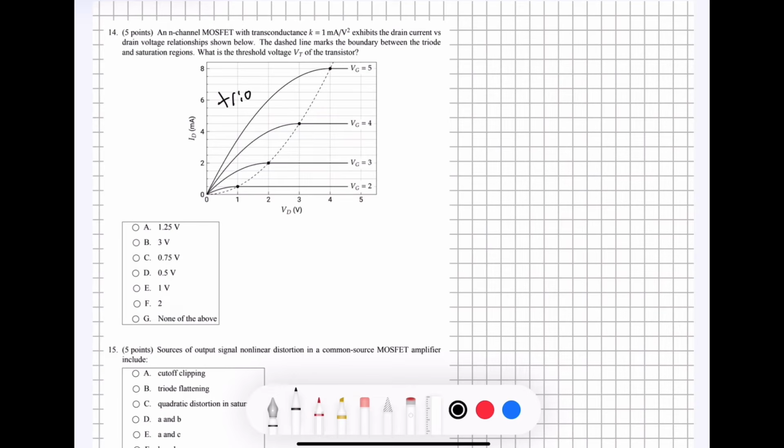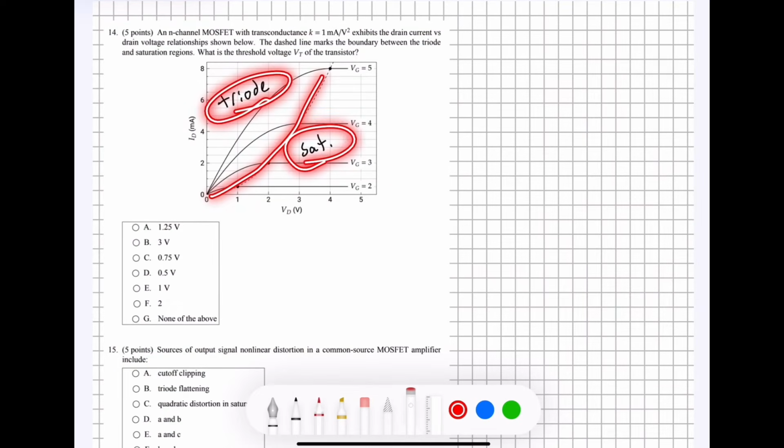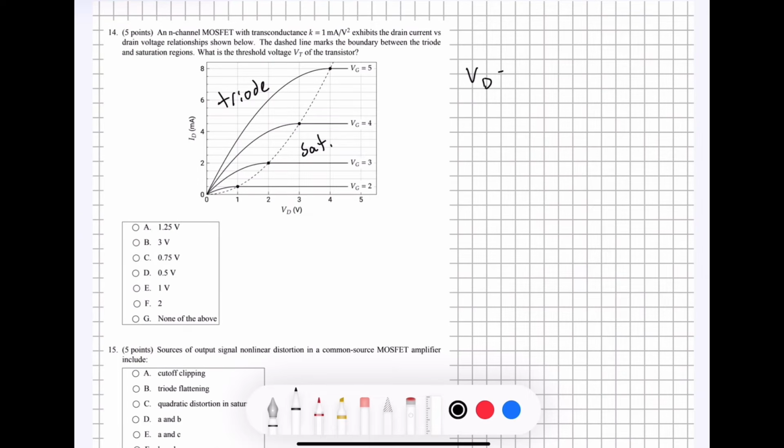So if you've seen a graph like this before, it's going to look something like this. And on this side, we're going to have the triode region, and this side, we're going to have the saturation region. And it's asking us to find the threshold voltage. In order to find that, we're going to have to use this equation right here. The drain voltage is equal to the gate voltage minus the threshold voltage.